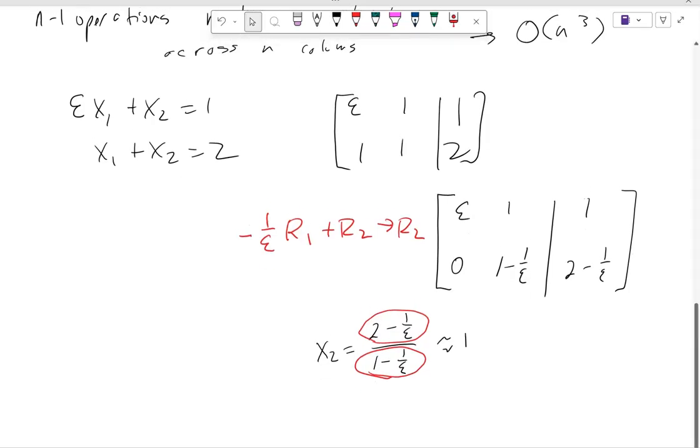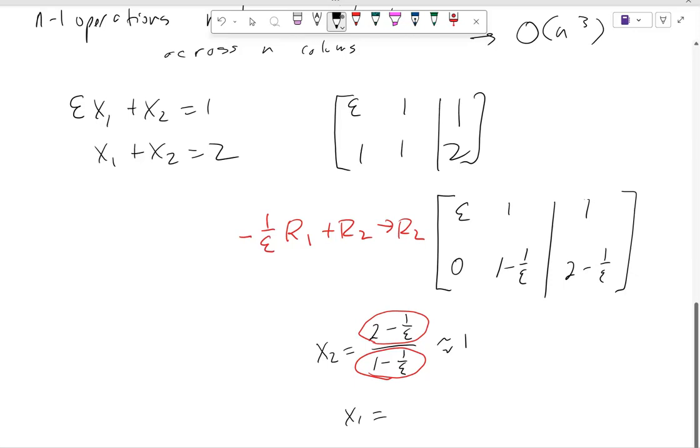And then when you do the other one, your x1 would now be 1 minus 1 times 1 on top over epsilon. But again, it's going to do this before it tries to divide by that teeny tiny number. As soon as it does that, it's going to get rounded to 0, and this will be 0. Well, I should say it's approximately 0. And there's where the error pops in.